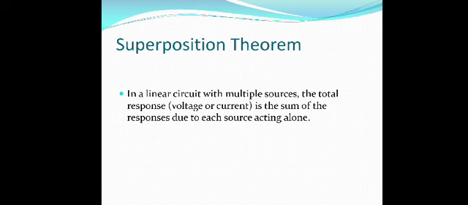Next, coming to superposition theorem. The statement for the superposition theorem is, in a linear circuit with multiple sources, the response, that means voltage or current, is the sum of the responses due to each source acting independently. That means the algebraic sum of all the responses across any element can be measured when each source is acting independently. It is nothing but superposition theorem. We can find voltage or current at a particular element using superposition theorem.